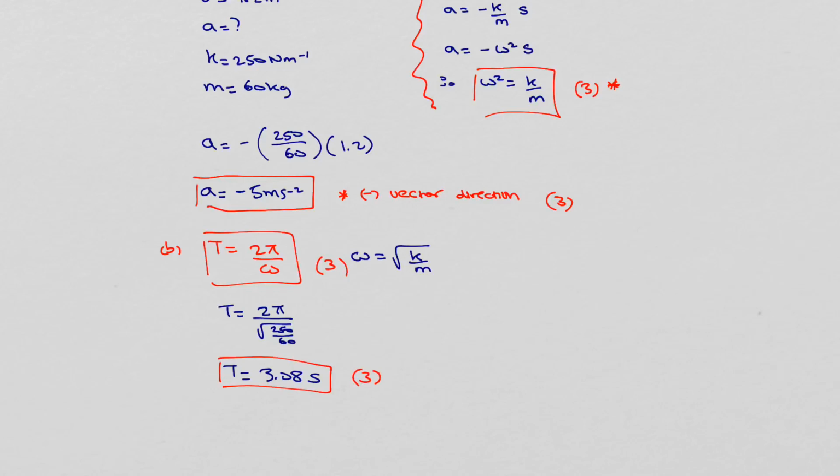So you're always getting marks for your formula, so always make sure you're going to your tables and finding these equations, because it's really important that you write them down and then use them, which of course is page 55 in your maths tables, okay?